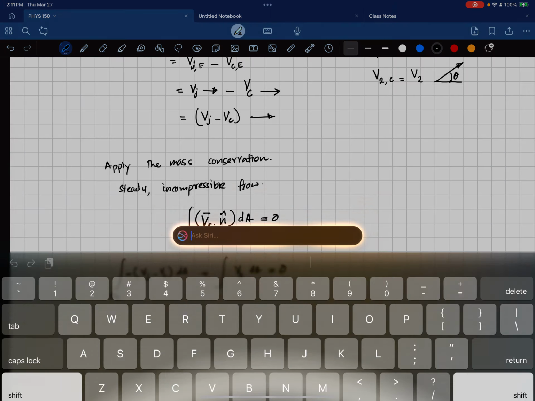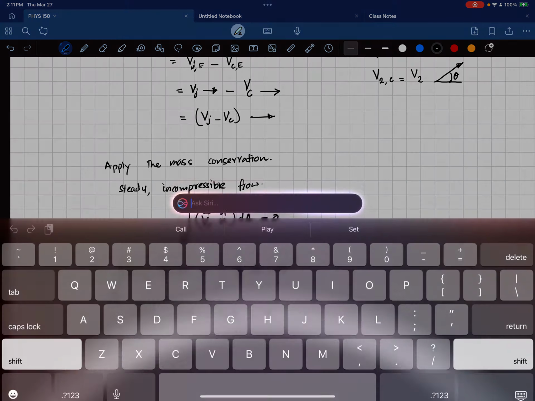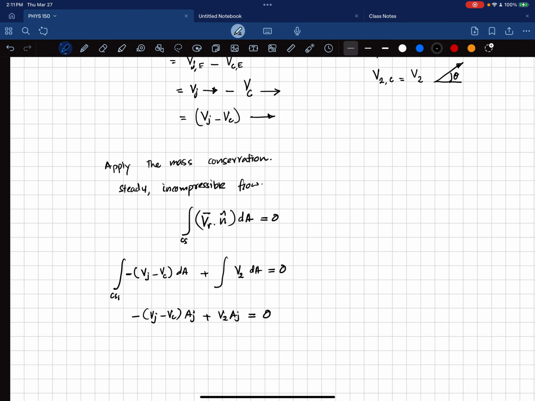So the integral of dA here is equal to Aj. So negative (Vj minus Vc) times Aj plus V2 Aj is equal to 0. Aj is the common term, so we can cancel that out. We divide the equation by Aj, and V2 is equal to Vj minus Vc. So the magnitude of V2 is also equal to Vj minus Vc.